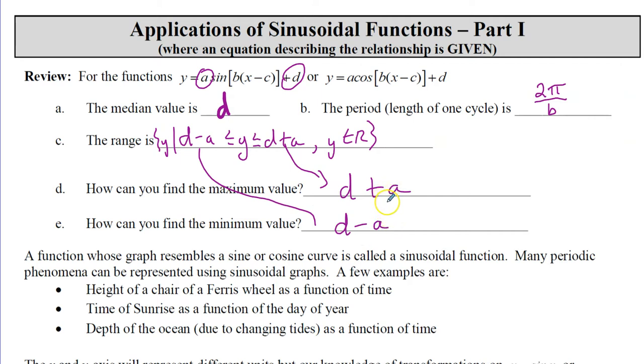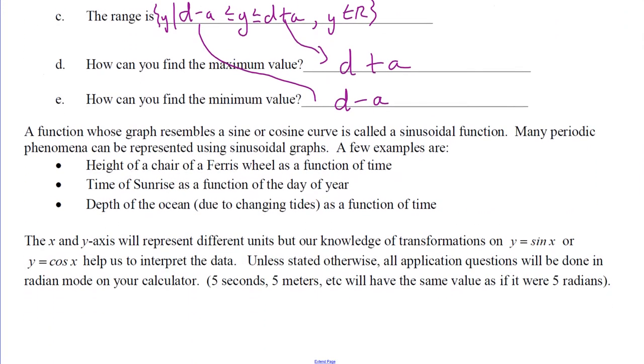A function whose graph resembles a sine or cosine curve is called a sinusoidal function. Many periodic phenomena can be represented. A few examples are the height of a chair on a Ferris wheel. So think of a Ferris wheel, it's going up and down. Time of sunrise as a function of the day of the year. So the days are getting longer now, the sun is rising earlier. And the depth of the ocean due to changing tides as a function of time.